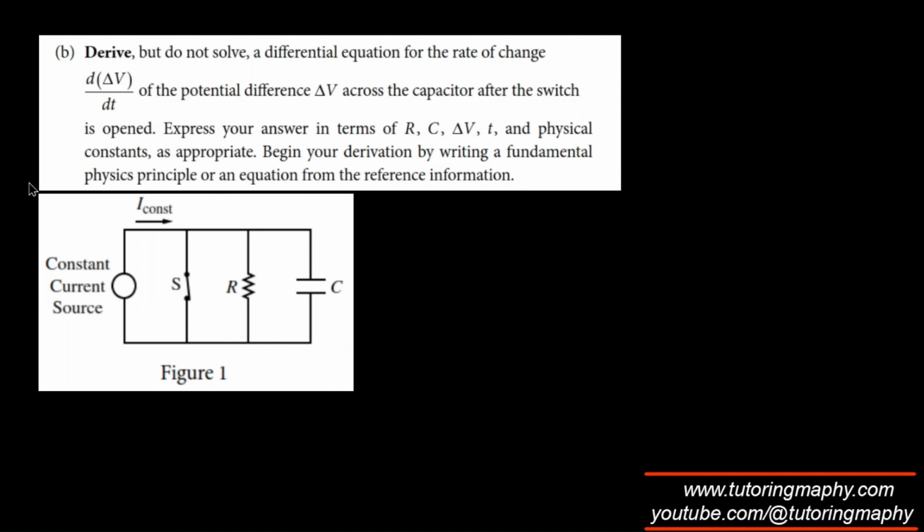So the answer will be zero. Right here, they're asking us to derive a relationship, but not to solve, for dV over dt, where V is again the potential difference across the capacitor, in terms of R, C, delta V, and some physical constants.